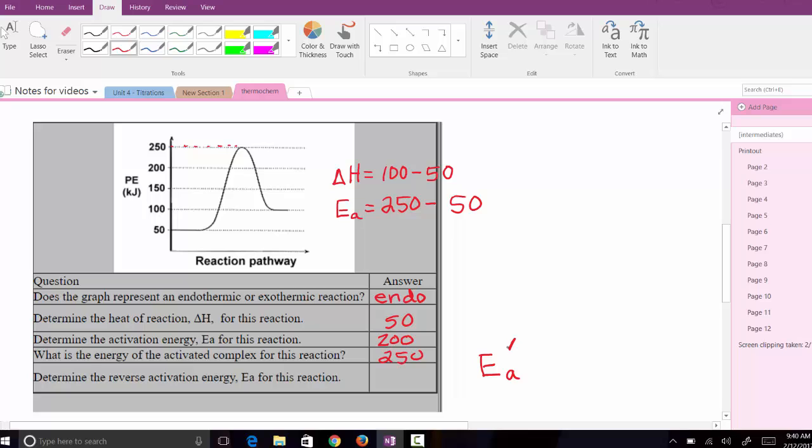So anytime you see that little prime symbol on activation energy or on delta energy or delta H, if it's a prime, it's talking about the reverse reaction. So if we look there, if we're going in the reverse, then my products would be essentially my reactants. So the top of the hill is still 250, but now I'm starting at a value of 100. So the reverse reaction is going to be 150 for its activation energy.